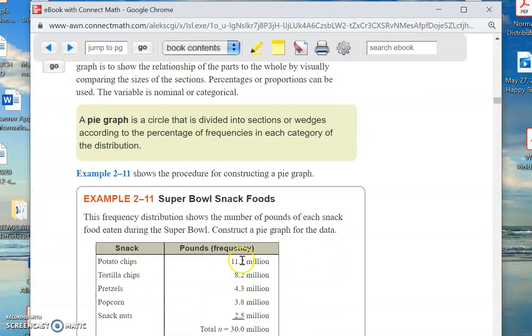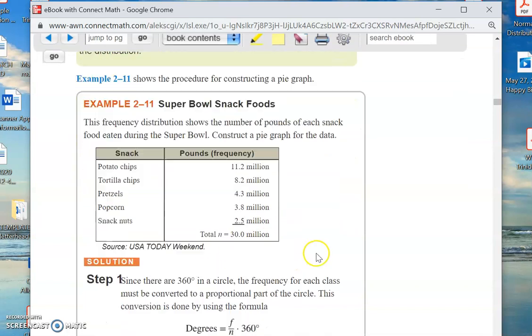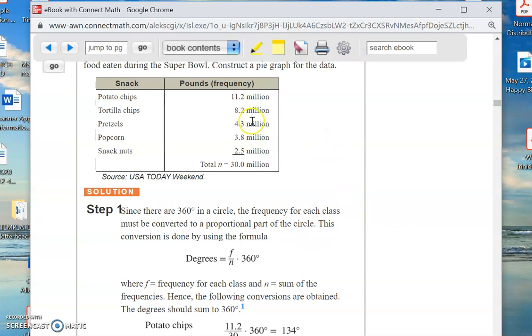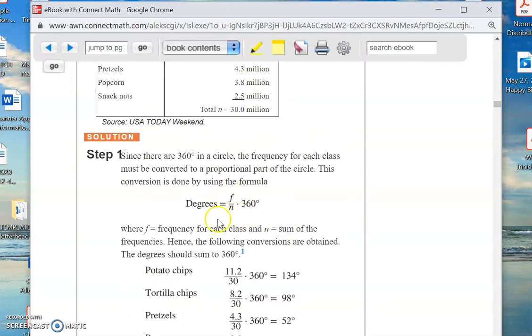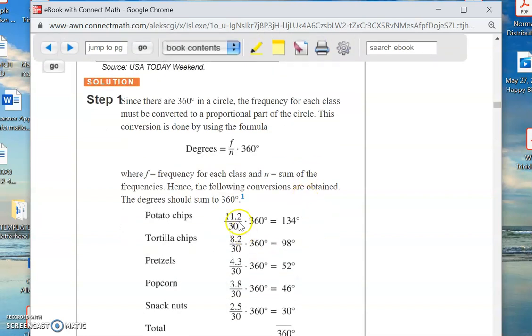Okay, 11.2 million. Tortillas is 8.2 million. And the bottom here is 30 million. So what percentage is potato chips? 11.2 divided by 30, F over N, because that gives you a percentage, right? Or I'm sorry, that gives you a fraction. So 11.2 over 30. What is that? Let me just.